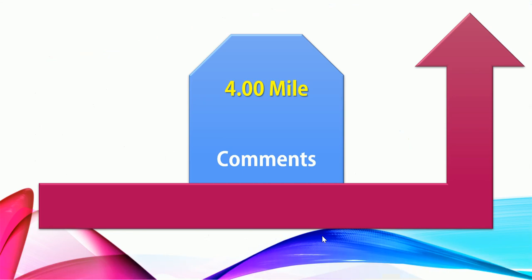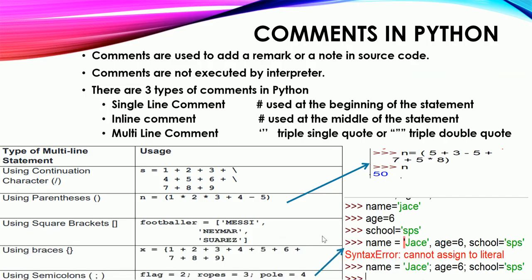Next, see the minor topic four, it is called comments. Let's see what a comment is and how it is used. Comments in Python are used to add a remark or a note in source code. When we are writing source code, we can add remarks, but comments are not executed by the interpreter.